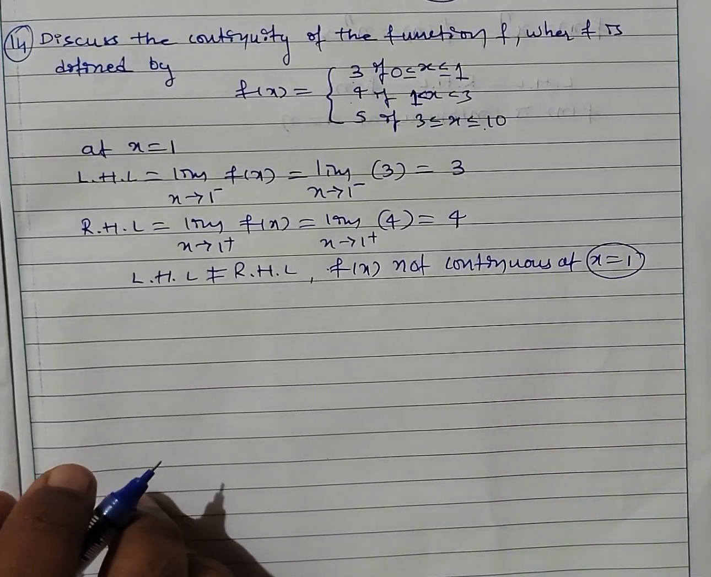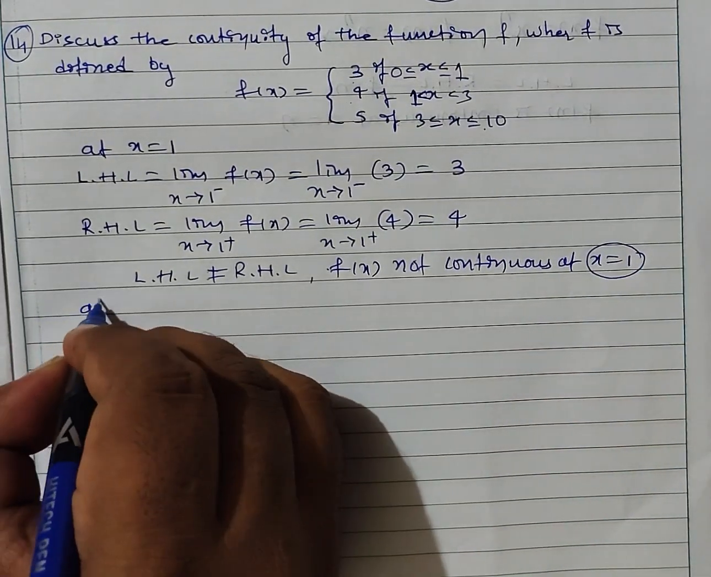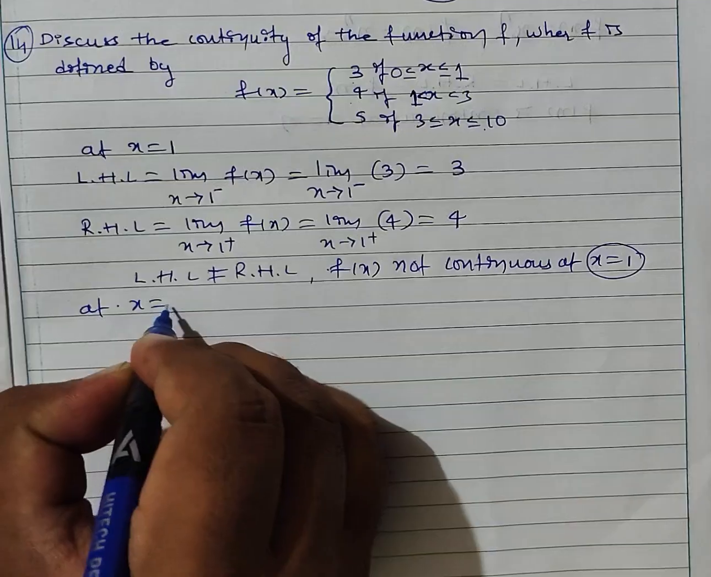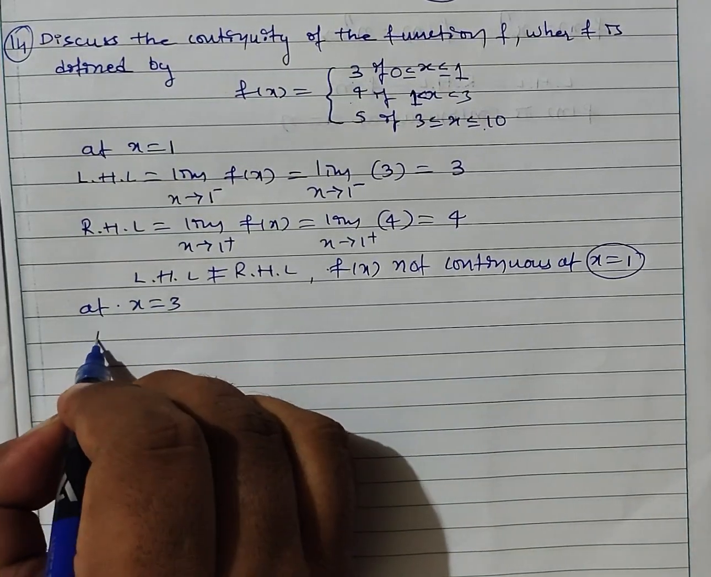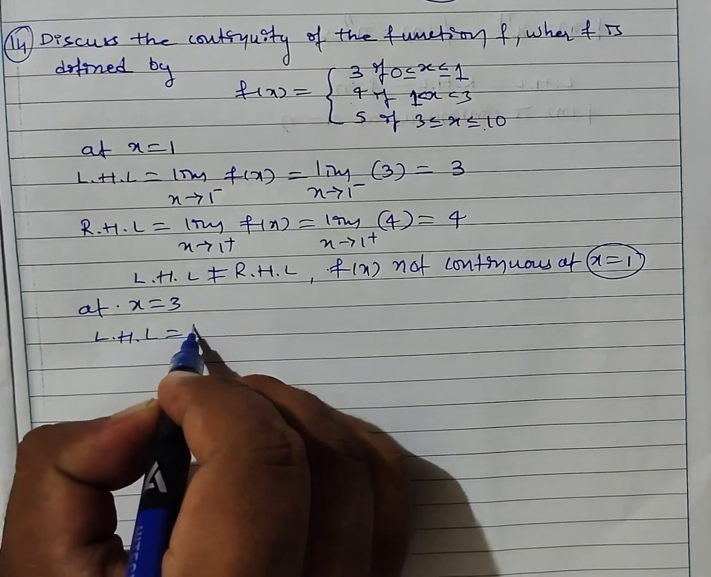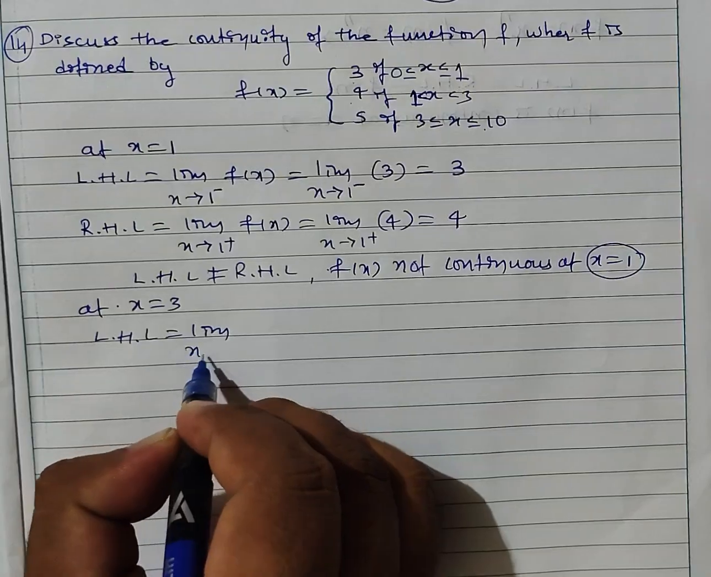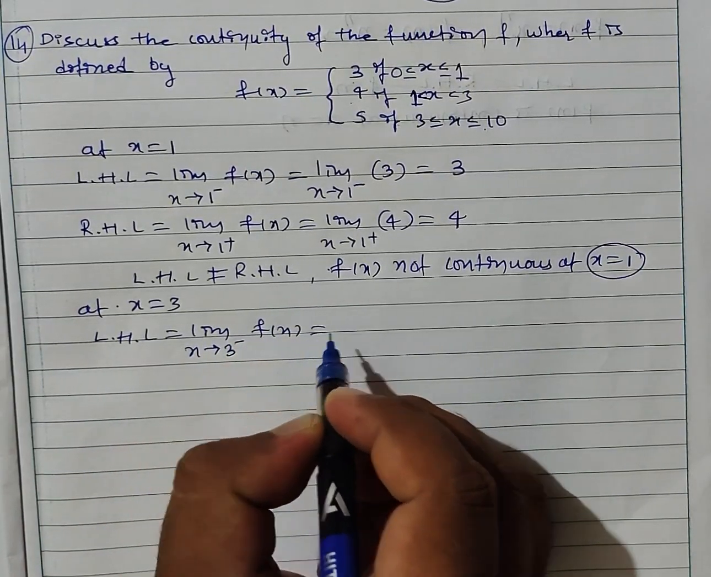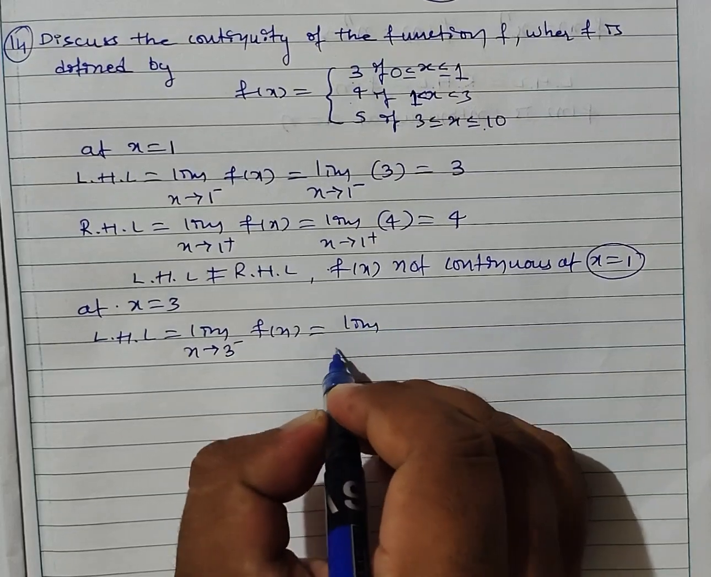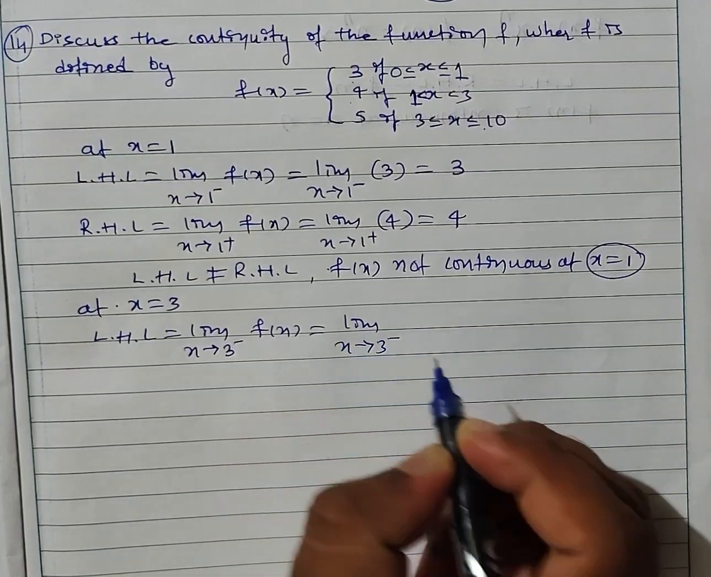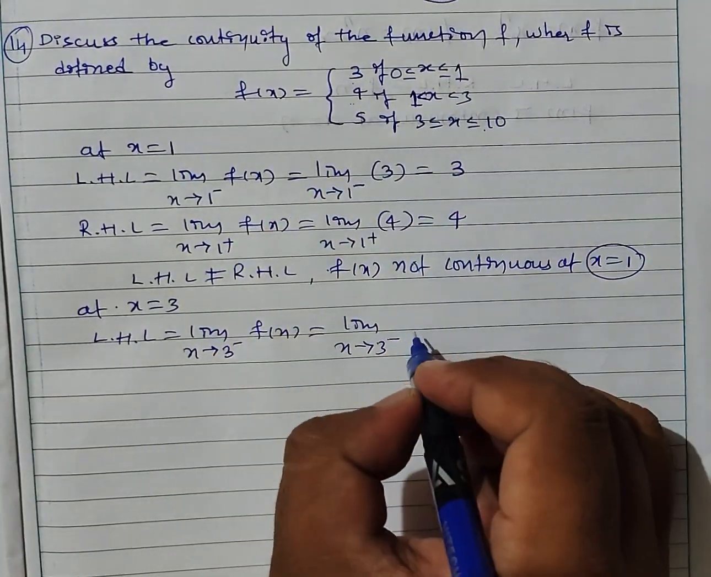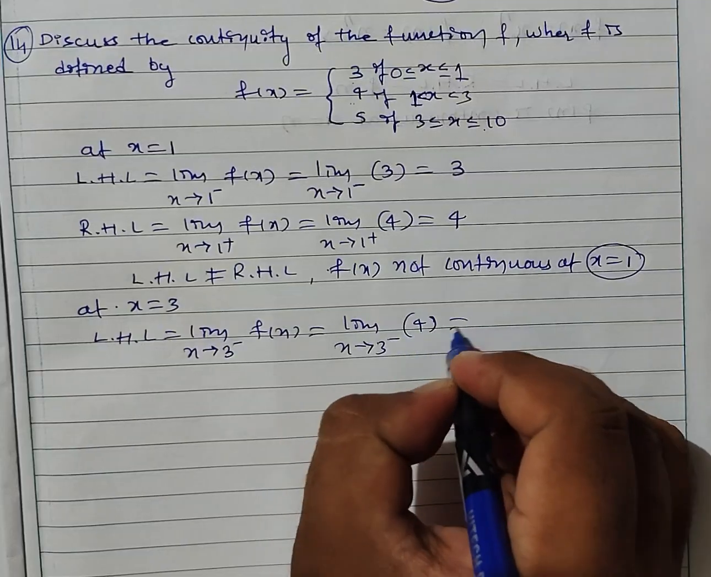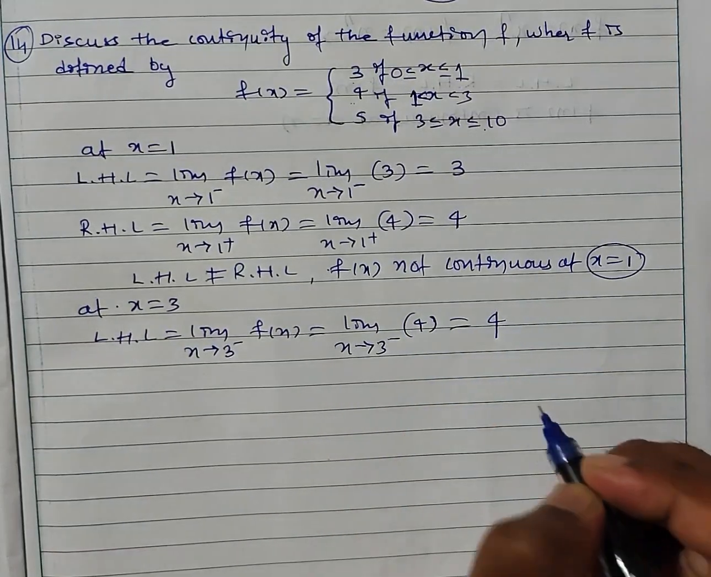Okay, so next, similarly at x is equal to 3. Okay, find the left hand limit. Left hand limit is equal to limit x tends to 3 minus f of x. 3 minus means less than 3. Limit x tends to 3 minus, for less than 3 the function is 4. So that is equal to, limit of any constant is a constant, so it becomes 4.